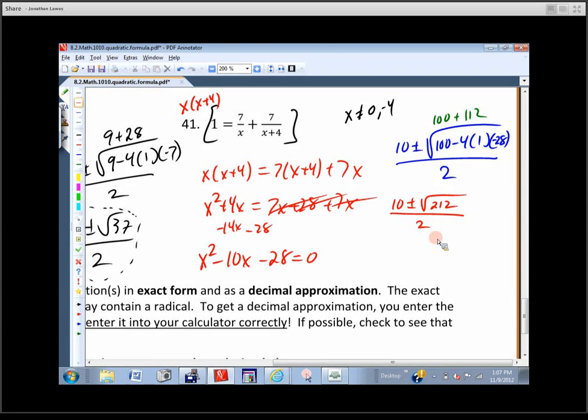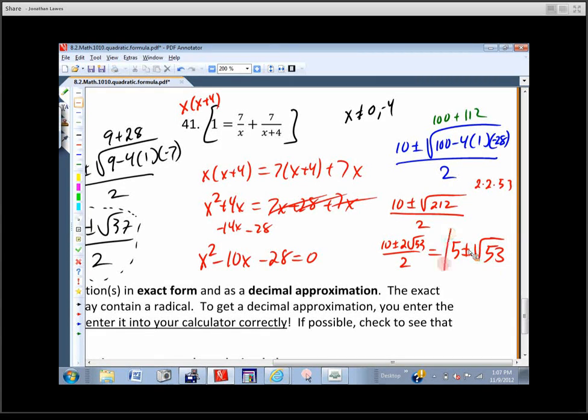And then I'd want to simplify that. So let's see. 212. 2 goes in there 106 times. And 2 goes into that 53 times. So double check me there. Is that right? 53. Let's see, does anything go into 53? Maybe. No. I think it's prime. So 10 plus or minus 2 radical 53 all over 2. Easiest way to write the answer. 5 plus or minus radical 53.